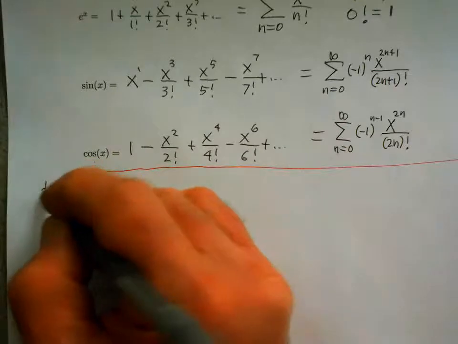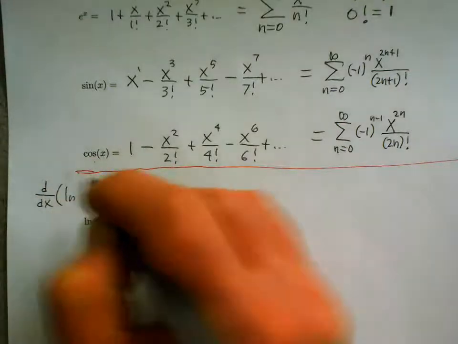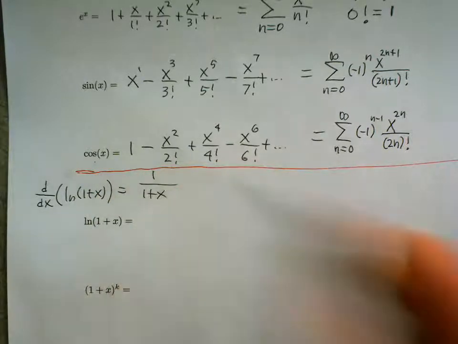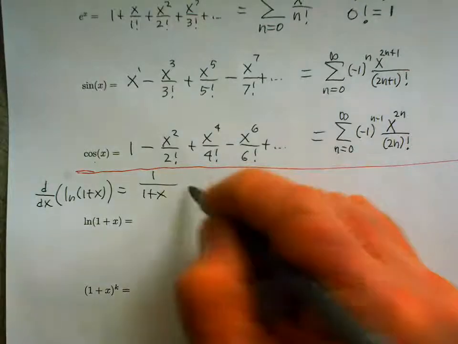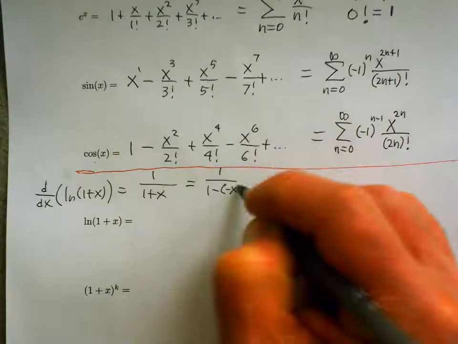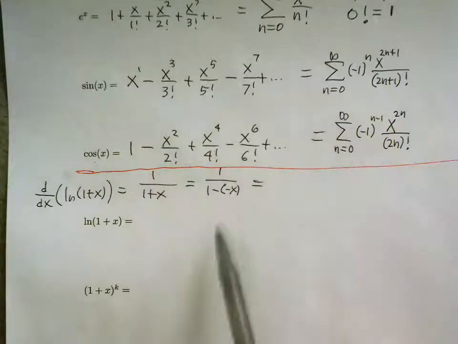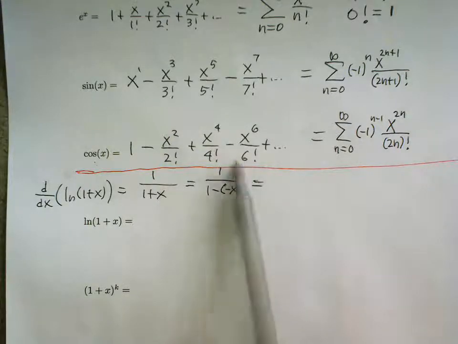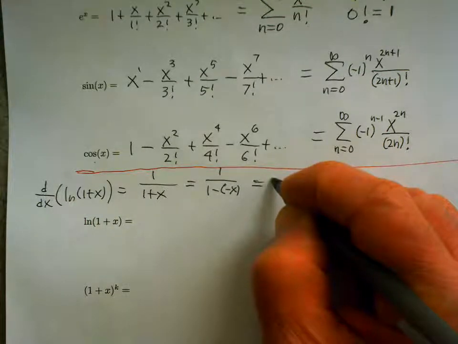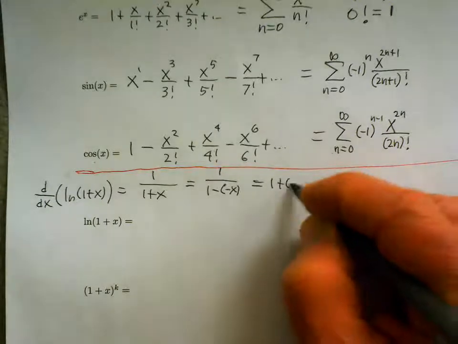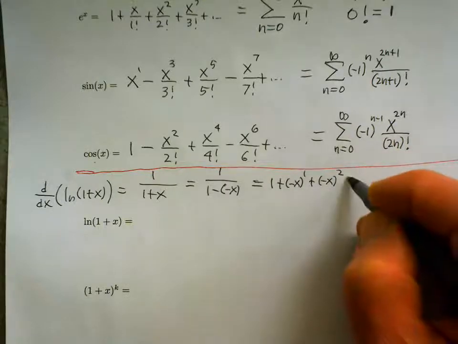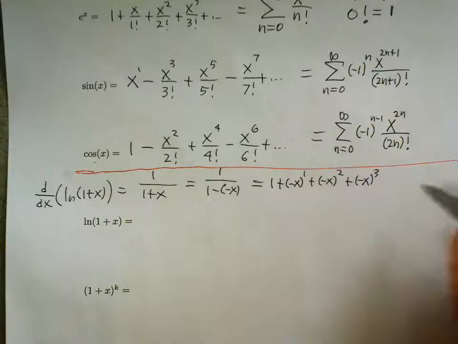So we know that the derivative of the natural log of 1 plus x is equal to 1 over 1 plus x. And we can think of that as 1 over 1 minus negative x. And then if we remember what to do with this, 1 over 1 minus negative x, we can write this as 1 plus negative x to the first plus negative x to the second plus negative x to the third, and so on.